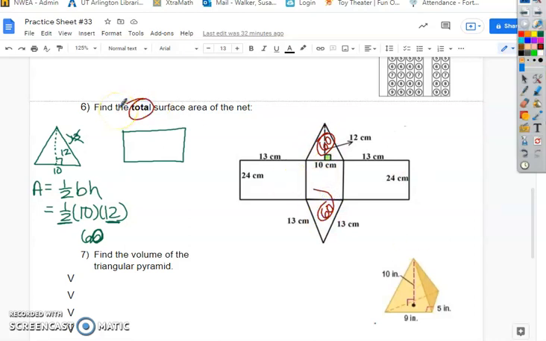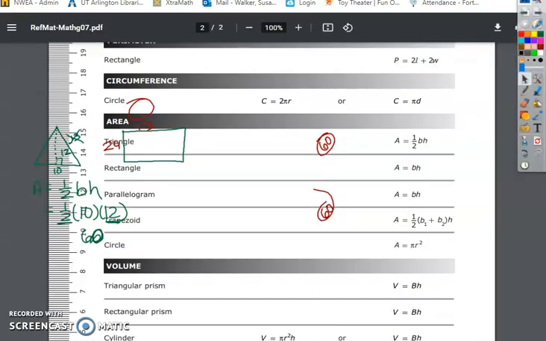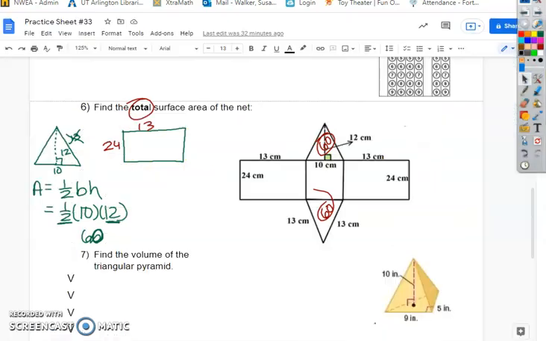Now I'm going to do my rectangle. I'm just going to start with this one, 24 and 13. Obviously, this is not to scale the way we're seeing this. So my formula for area of a rectangle is A equals BH. So my base and height, again, they form a right angle. Okay, so I want you to multiply this and see what you get.